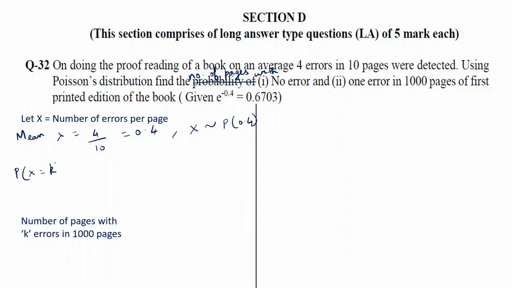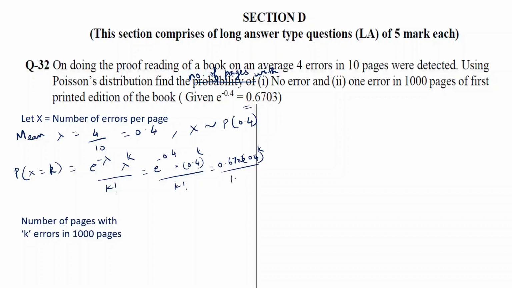So let us write the distribution. Probability of x is equal to k. This is equal to e raised to minus lambda, lambda raised to k upon k factorial. Now since we know lambda, it is 0.4. So this is e raised to minus 0.4 into 0.4 raised to k upon k factorial. The value of e raised to minus 0.4 is given here. So it is 0.6703 into 0.4 whole raised to k upon k factorial. So this is the Poisson distribution.